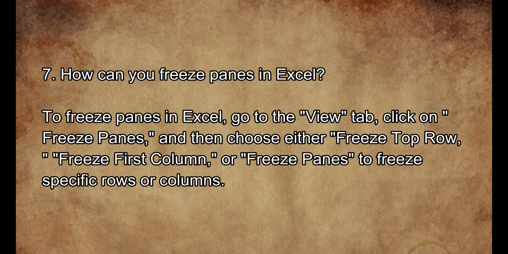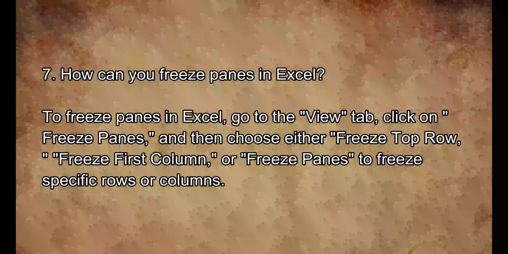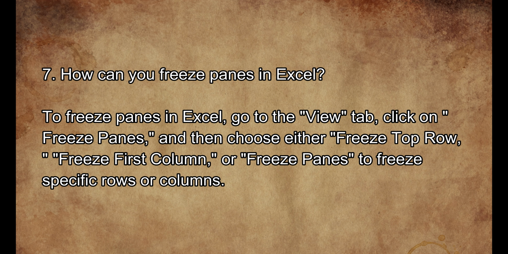7. How can you freeze panes in Excel? To freeze panes in Excel, go to the View tab, click on Freeze Panes, and then choose either Freeze Top Row, Freeze First Column, or Freeze Panes to freeze specific rows or columns.